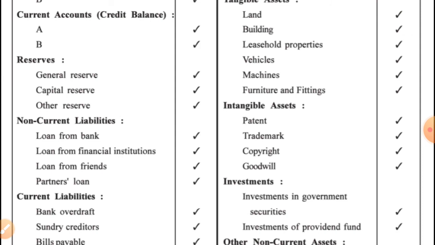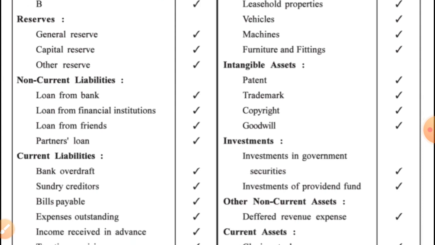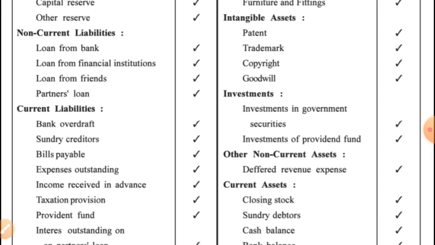Then afterwards current liabilities, that is bank overdraft, sundry creditors, bills payable, outstanding expenses. We already discussed these terminologies in standard 11: outstanding expense, income received in advance, and provision for taxation. That is naturally for a year only, because at the end of the year we have to make the payment of the tax.